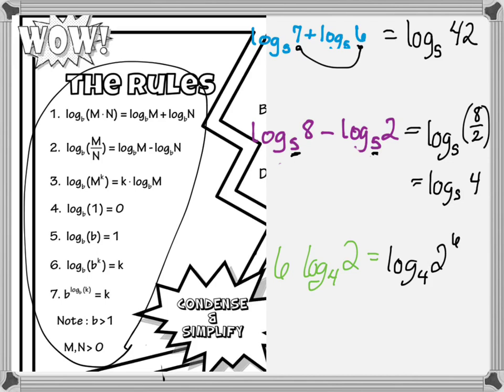And so when you raise into a power, if it's a small number, you can go ahead and find that number. So 2 to the 6th power. 2 times 2 is 4, times 2 more is 8, times 2 more is 16, times 2 more is 32, times 2 more is 64. So log base 4 of 64.